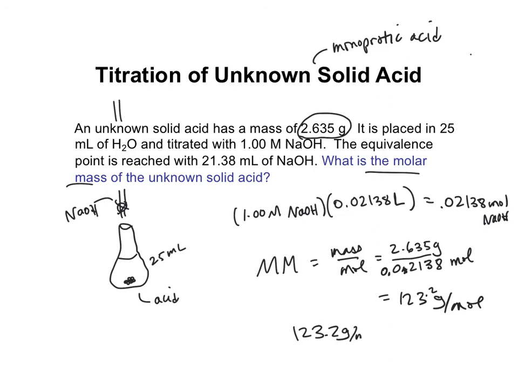123.2 grams per mole. Now, there's lots of organic molecules that are solids, these white solids. Oftentimes they're given in the lab as an unknown, and a molar mass of 123 is completely expected and normal for an acid. Something like benzoic acid, for example, might have a mass about that value. All right, that would be how you would treat your unknown.